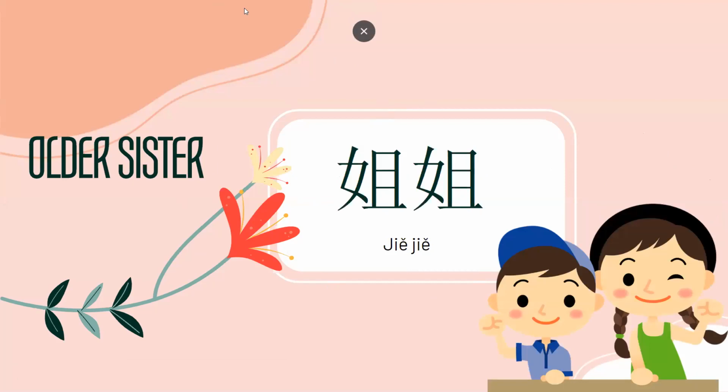Then we have our older sister, which is 姐姐. It also has the 女 next to it because 姐姐 is a girl. And this would be the older sister in this situation. And again, we'll practice writing all these words at the end.